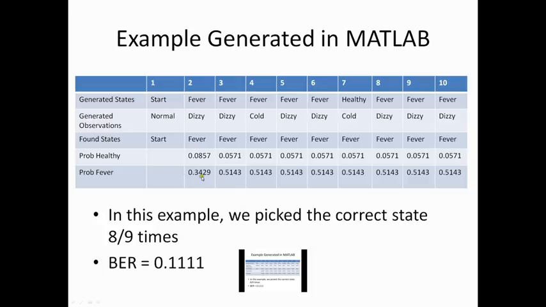So that's much higher, so we're going to pick the higher one. And I do that for every step, multiplying them together. And it comes out that, as you can see in each step, the probability of having a fever was higher than the probability of being healthy. So we've calculated that every single state was having a fever. And in this example, we picked the correct state 9 out of 10 times, so our bit error rate is 11%. Generally with signals it's a lot more complicated than that, but that's the basic idea of how this algorithm works.